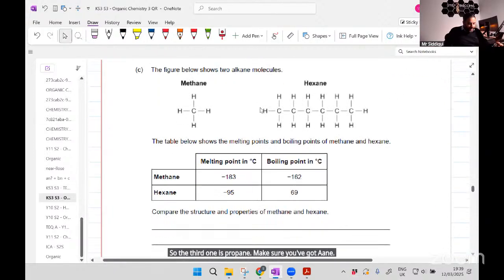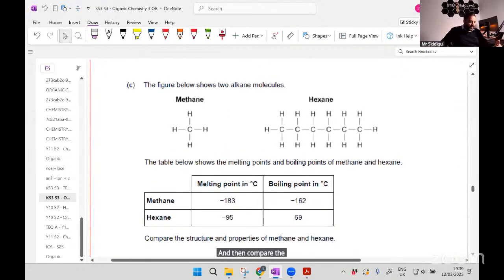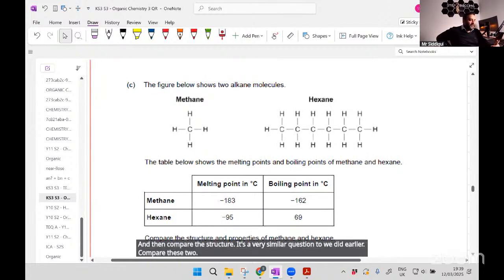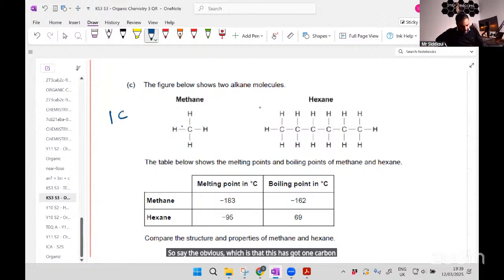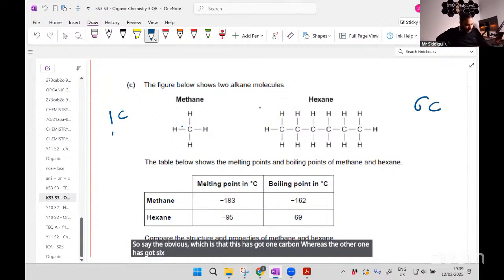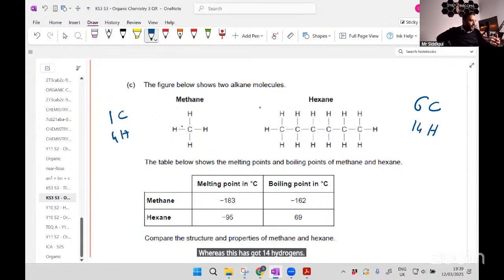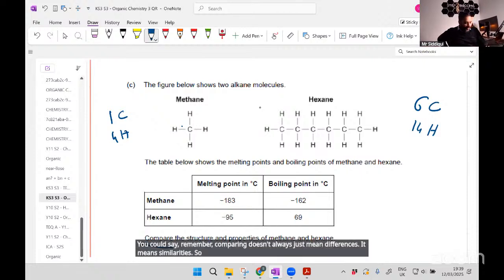And then compare the structures. Very similar question to what we did earlier. Compare these two. So say the obvious, which is that this has got one carbon, whereas the other one has got six carbons. Say that this has got four hydrogens, whereas this has got 14 hydrogens. Okay, say the obvious stuff first. You could say, remember, comparing doesn't always just mean differences, it means similarities.